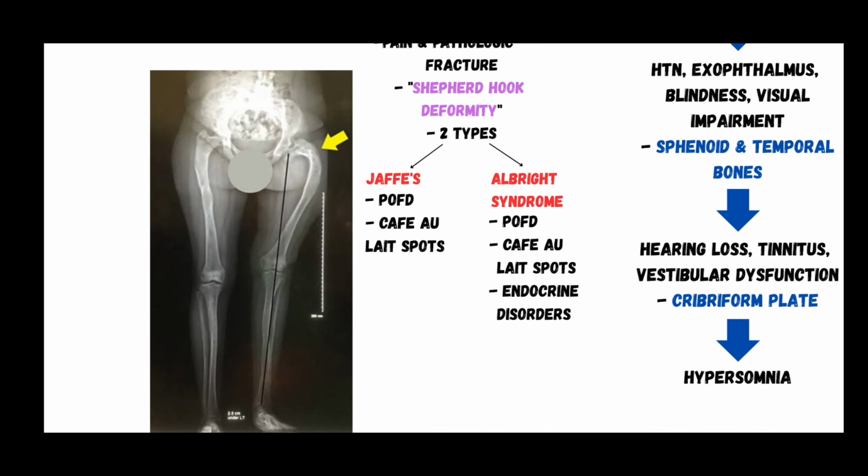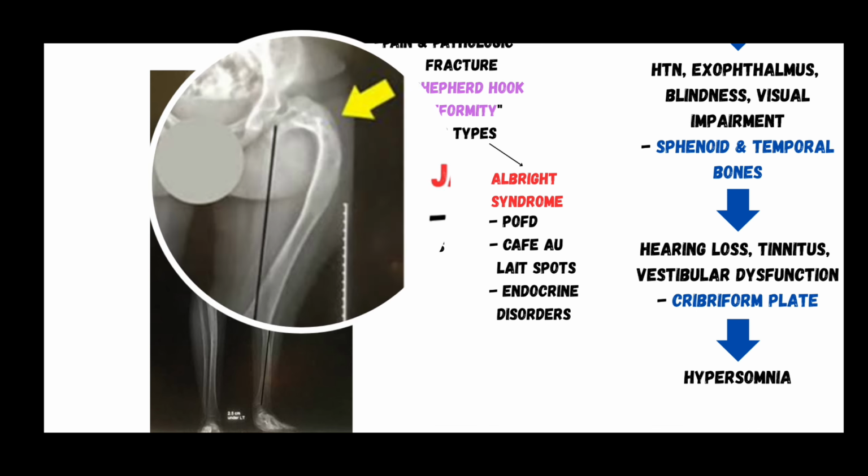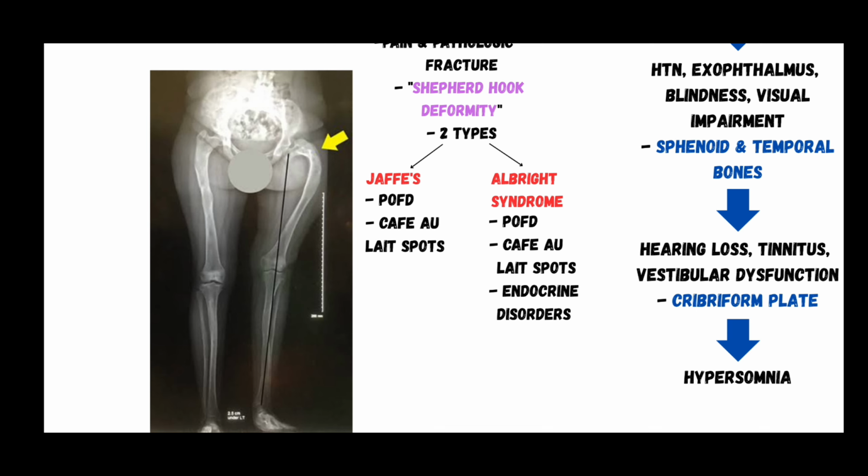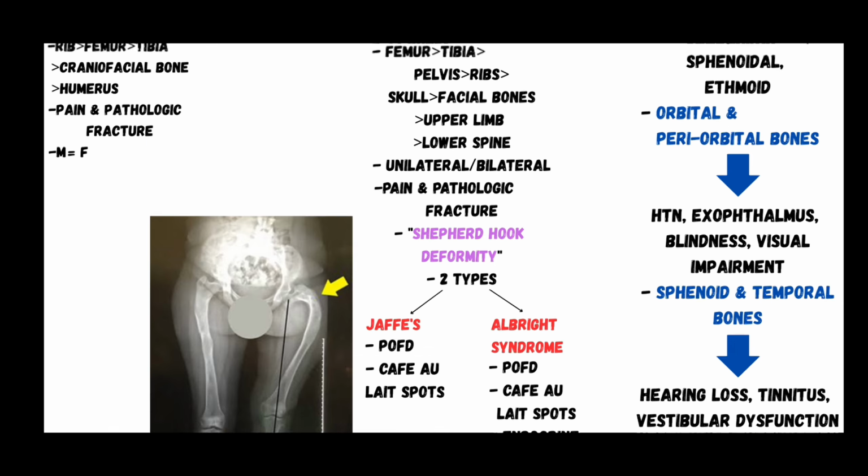The next and the most important is the shepherd's crook deformity. It's a pronounced bowing and angulation of the upper part of the thigh bone, which is the femur. You can see in this radiograph, the femur bows outward resembling a shepherd's crook. Polyostotic is subdivided into two types, Jaffe type and Albright syndrome. Jaffe type consists of polyostotic fibrous dysplasia along with cafe-au-lait pigmentation. Albright syndrome has polyostotic fibrous dysplasia, cafe-au-lait spots, and endocrine disorders.